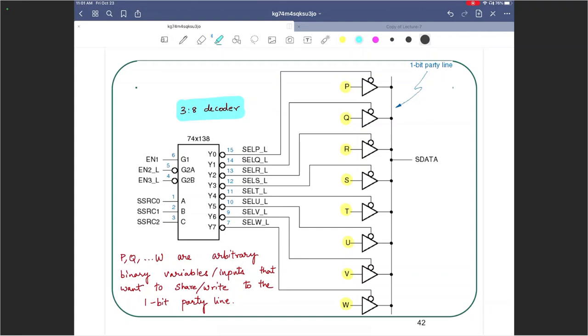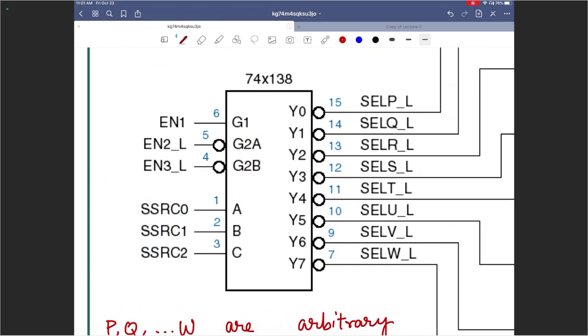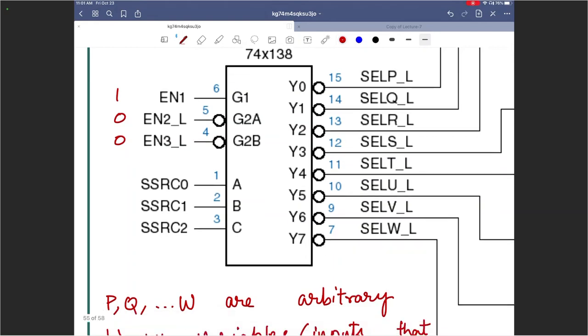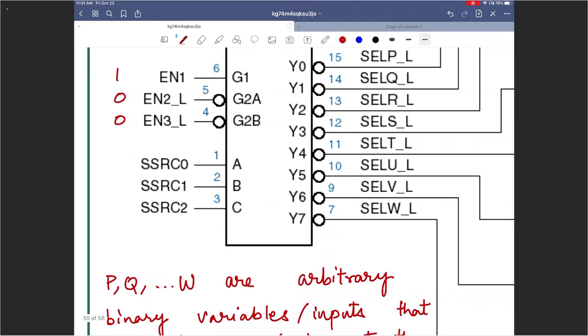So let's do this exercise. Let me just put some arbitrary inputs, and you guys will be able to see how this functions. So let me associate this guy to be a 1, this guy to be a 0, this guy to be a 0. So I've essentially enabled my chip. Next, I'm going to make 1, 1, 0.